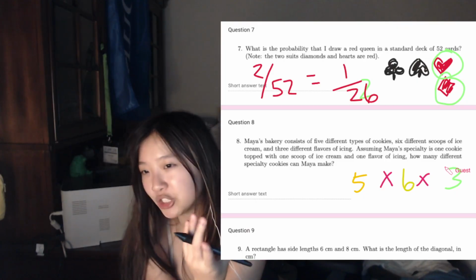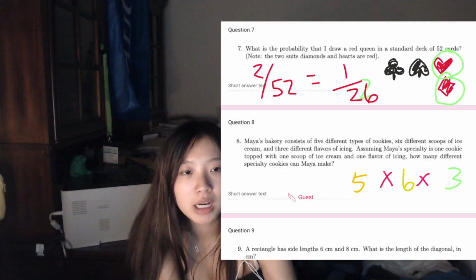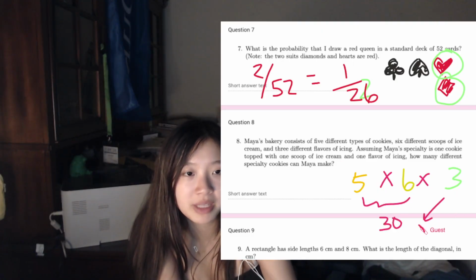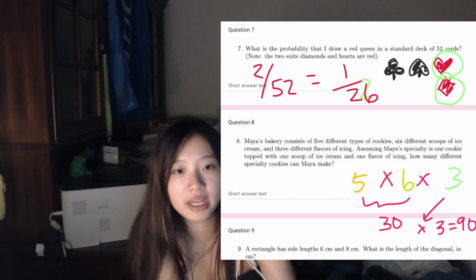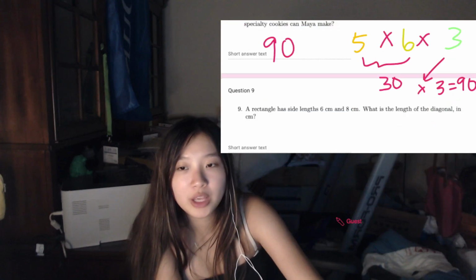So our question essentially is, with all these words, we're just asking you, what is 5 times 6 times 3? Starting off small, we know that this is 30, and then 30 times 3 is 90. So our final answer that we're looking for here is 90. Awesome. And then question 9.